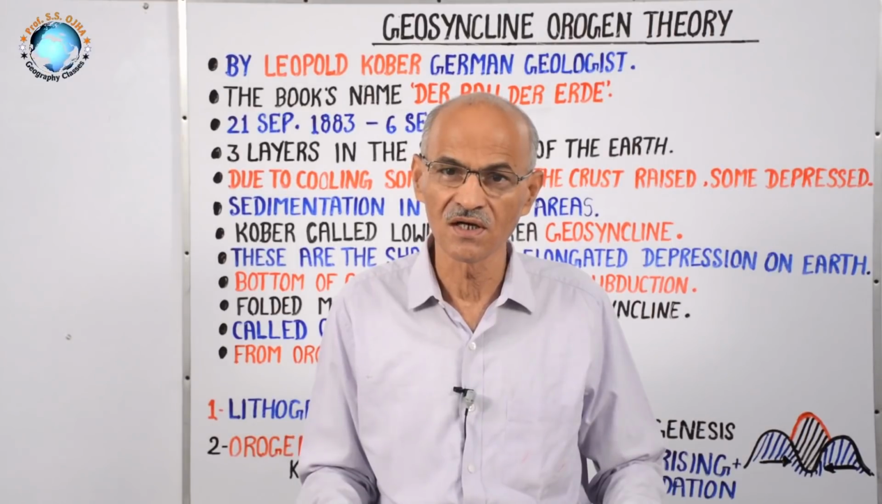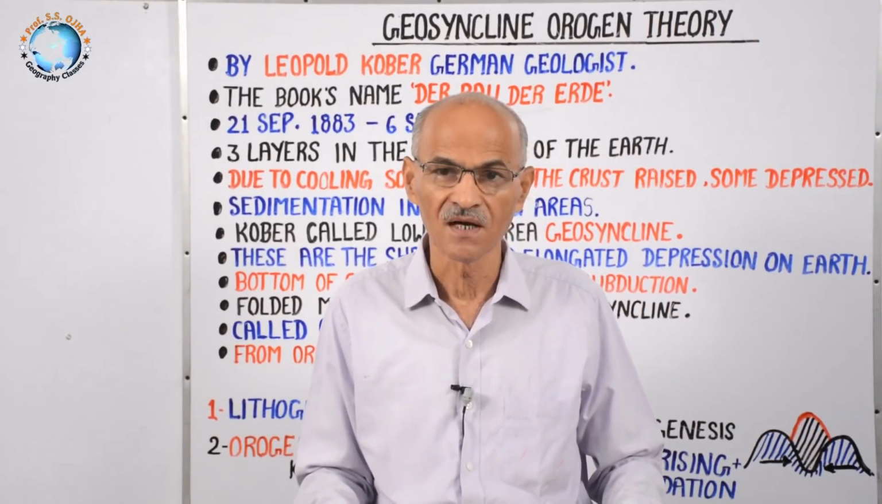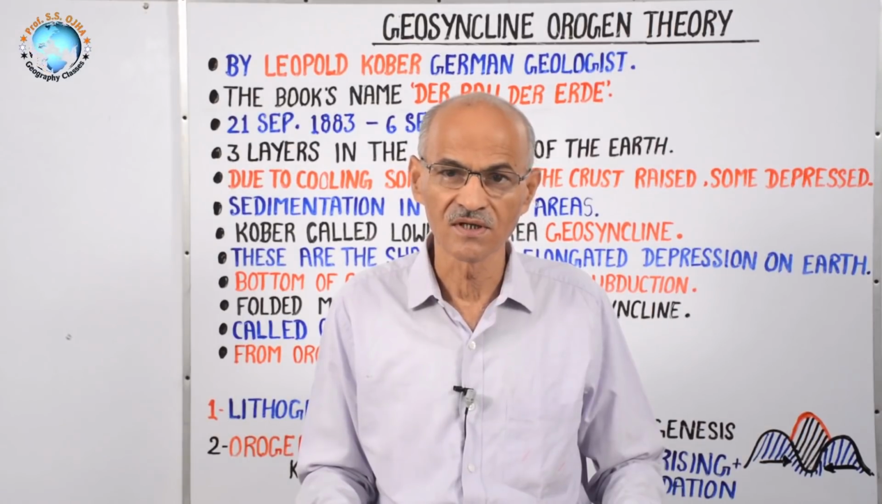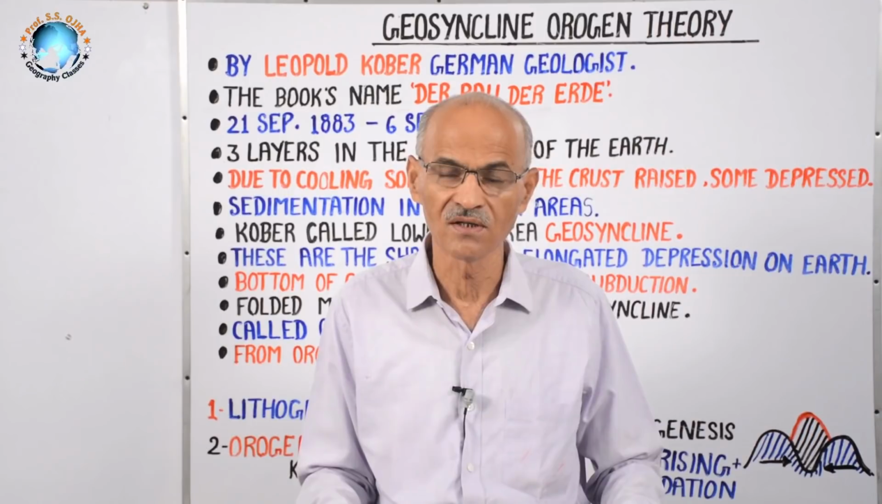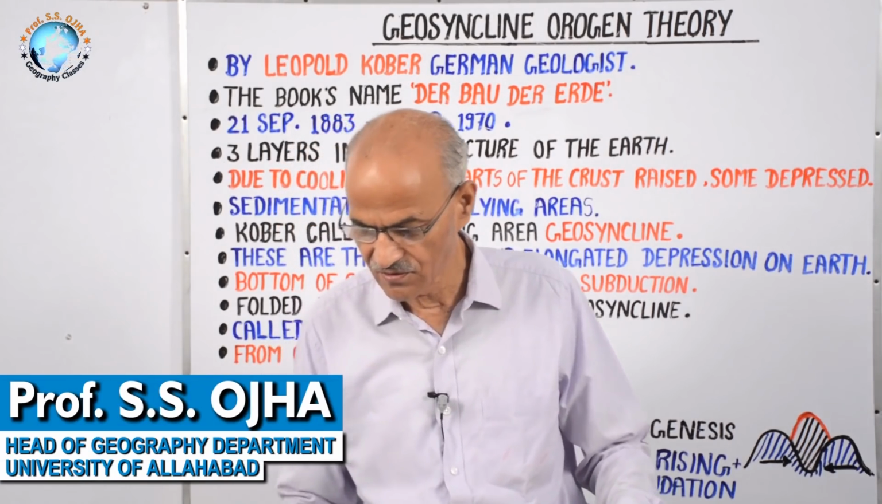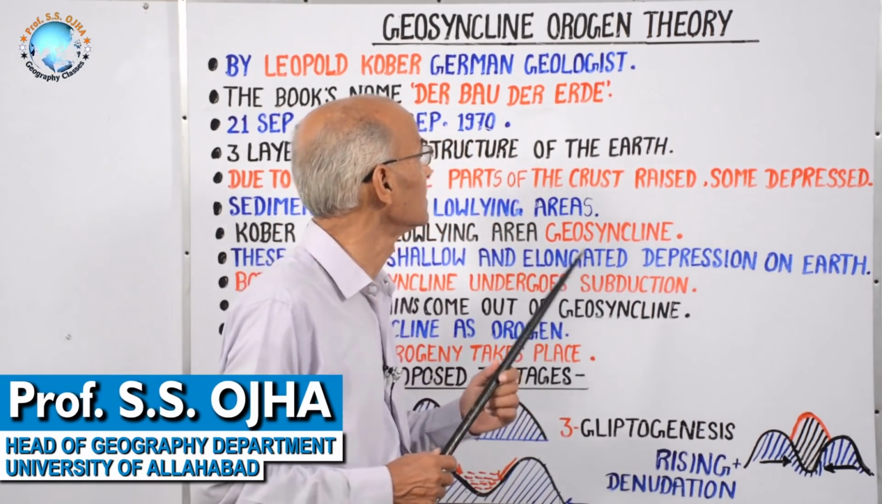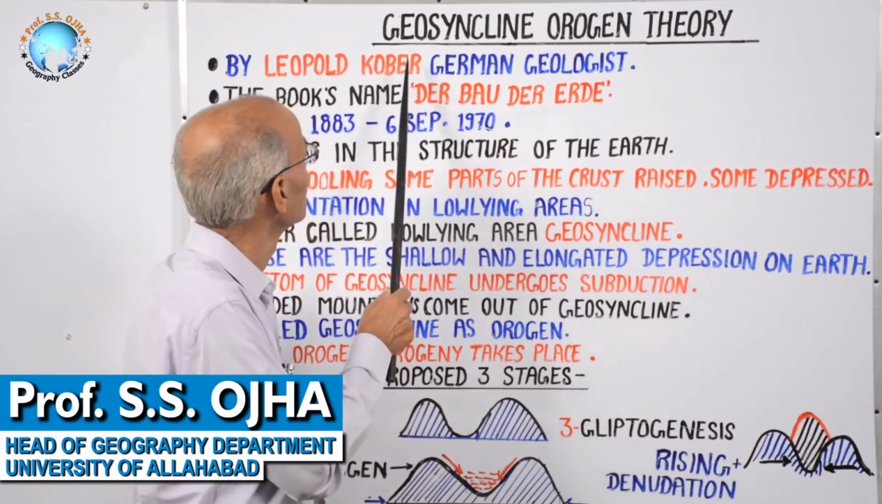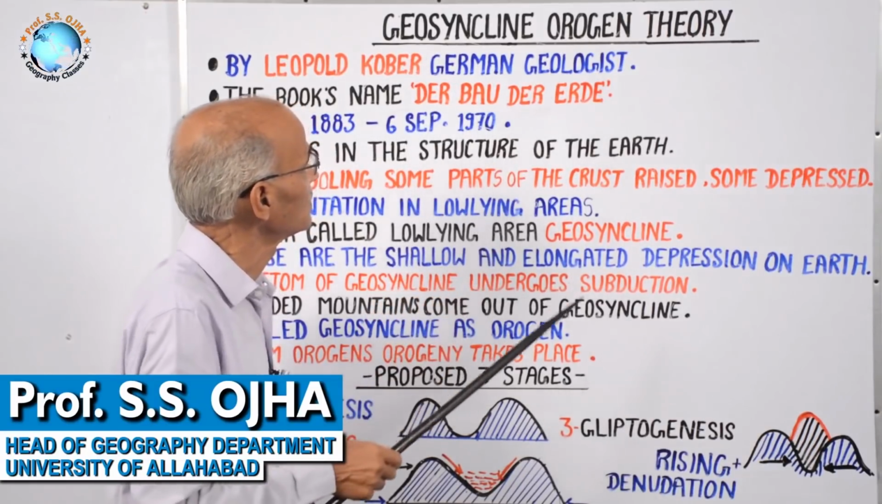What are geosynclines? It has been elaborated by KOBER, and KOBER was the first who propounded the concept of geosyncline very scientifically, and later on it was followed by Holmes, Wegener, and plate tectonics. How did KOBER propound the concept of geosyncline? Let us see it. So, KOBER's geosyncline orogen theory.